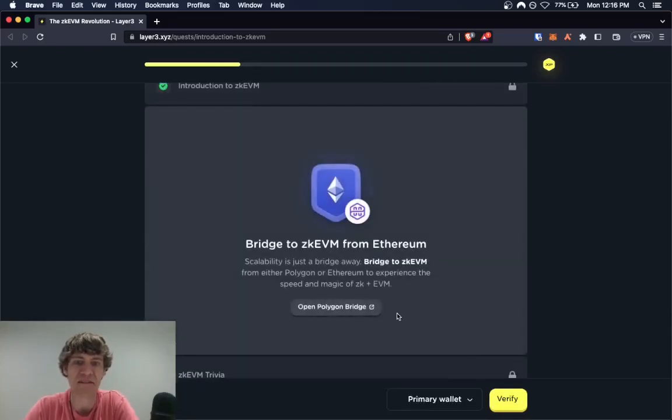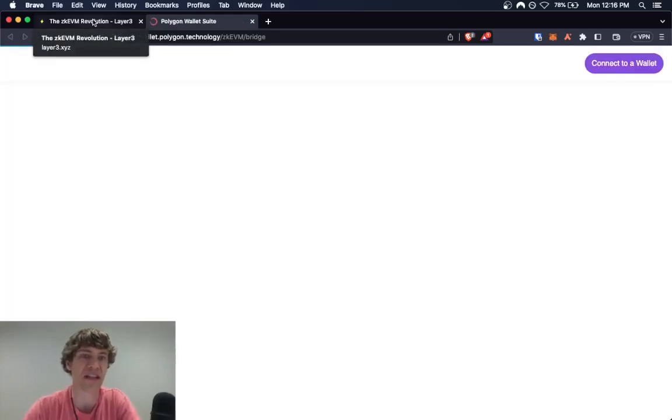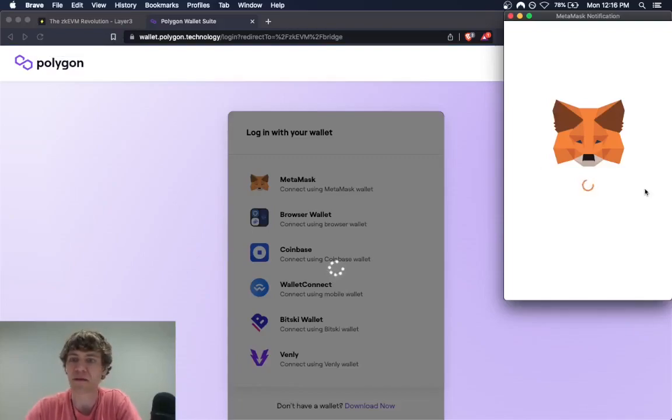So bridge to zkEVM from Ethereum. Scalability is just a bridge away. Bridge to zkEVM from either Polygon or Ethereum to experience the speed and magic of zkEVM. So I have not bridged into zkEVM, but we'll check it out.